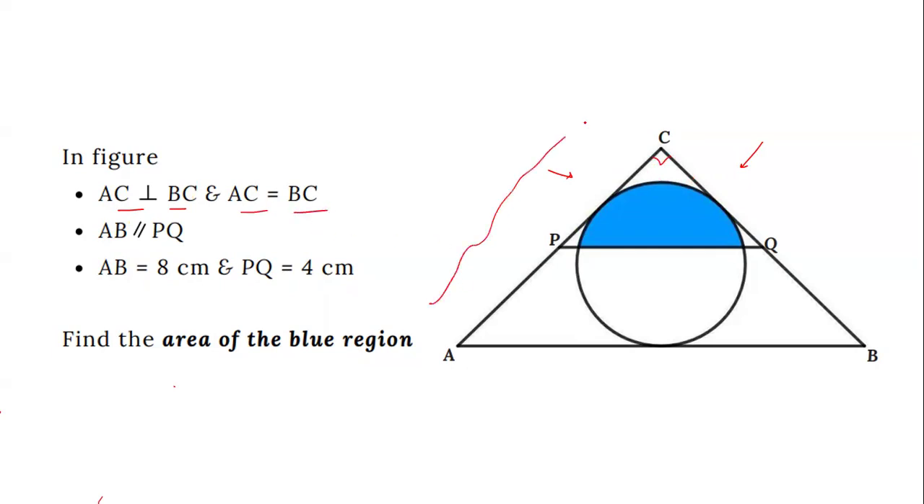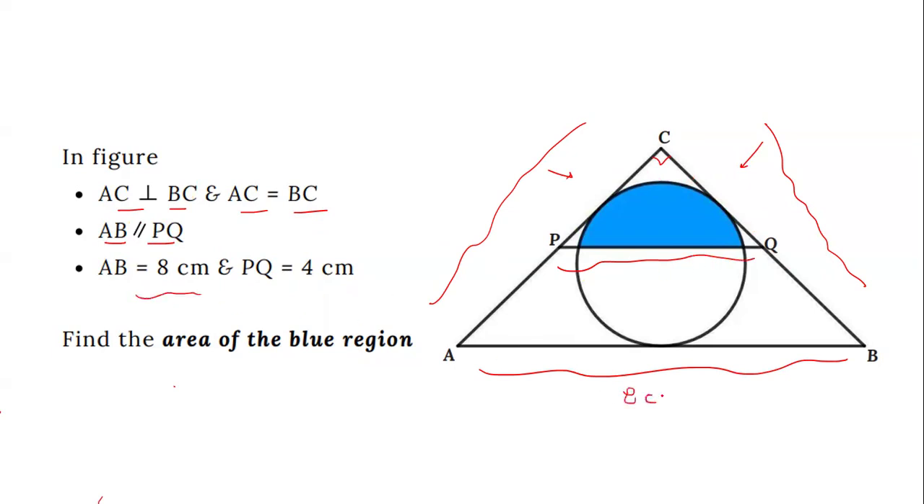So the length of this line is equal to the length of this line and AB is parallel to PQ. So this AB is parallel to this PQ and AB is given as 8 centimeter and PQ is given as 4 centimeter. So we have to find the area of this blue region. So you can see this blue region, so we have to find the area of this. So let's see how we can solve this.